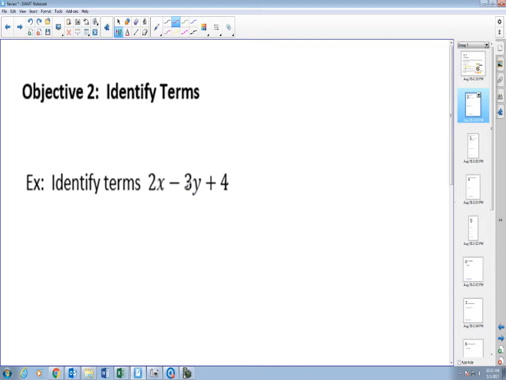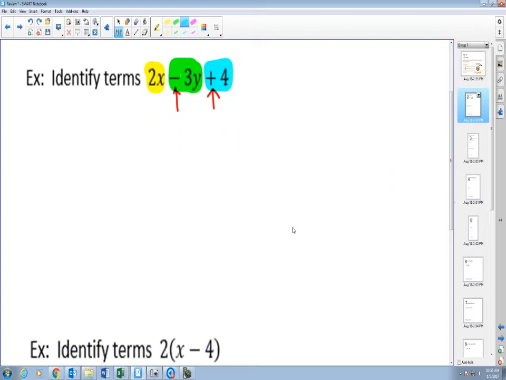So for my expression here, I got a subtraction sign here, and a plus sign right here. Two of those signs will give me 3 terms. What's in front of my subtraction sign is one term. Between the subtraction and the plus sign is one term. The subtraction sign goes with the 3y, so my second term is a negative 3y. And my last term is positive 4. Alright, so this expression has 3 terms.